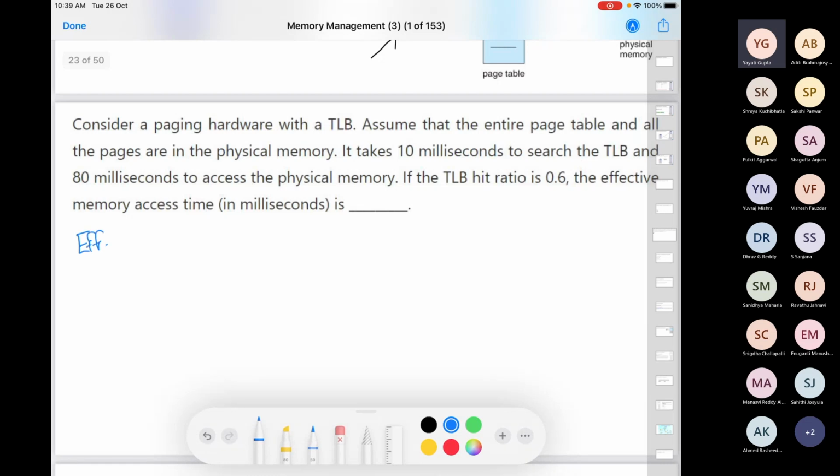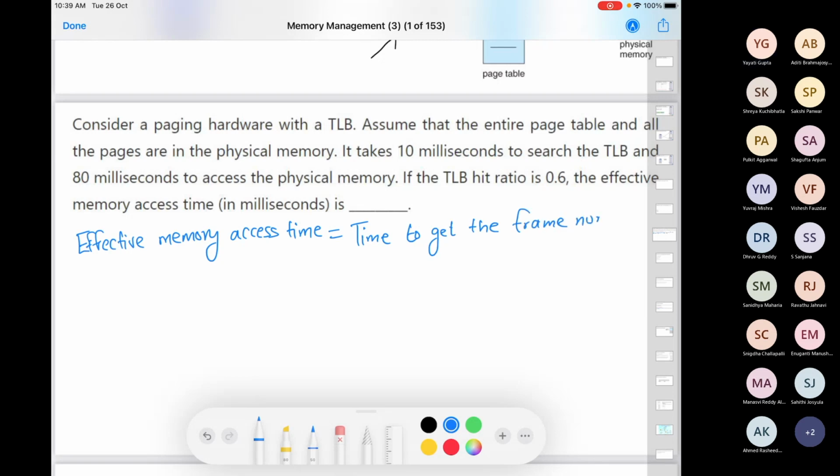So on an average, how much time will it take? So let me say your effective memory access time is your time to get the frame number plus one memory access to get the data. So once you get the frame number, you can compute the exact physical address. Once you have the physical address of a particular virtual address, you do a memory access and obtain the data.